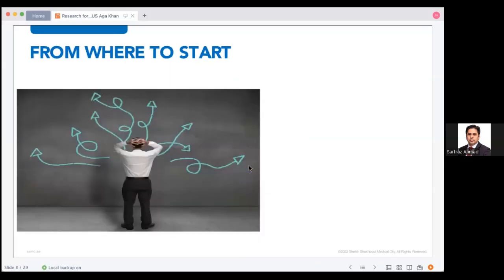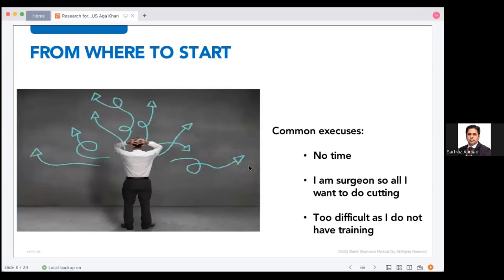So now where to start? This is a very important question. Most clinicians, when we think about research, always think it is a very complex procedure. We don't know where to start, how to progress, and how to end our research project. Especially if I talk to surgeons, not only in urology but other specialties, we can see a lot of excuses. The common excuse is that they don't have time, they are very busy. If they're doing surgical training, they say all they want to do is surgical cutting, they are not interested, they don't want to be a scholar doing research. And some people are honest enough to say they haven't had training, so they find it very difficult to start the process.